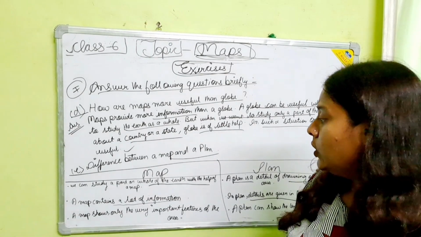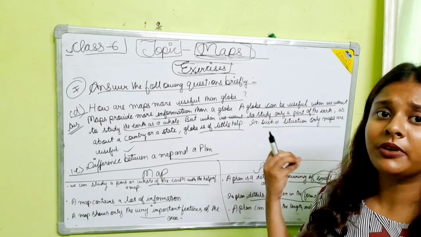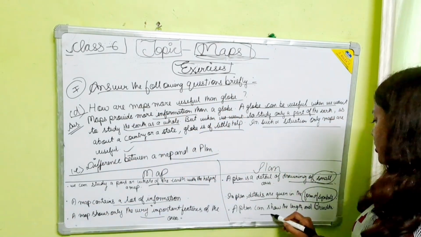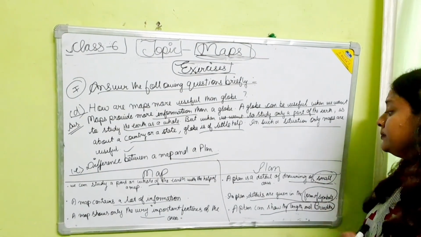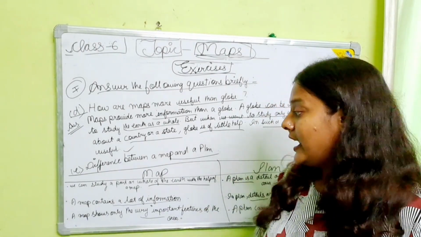A map shows only the very important features of the area. They only show very important features which are prevalent at that period of time or at that place. And a plan can show the length and the breadth of the place. They can also show the length or the breadth, whereas maps can't.